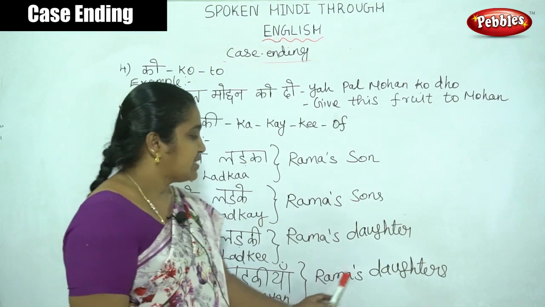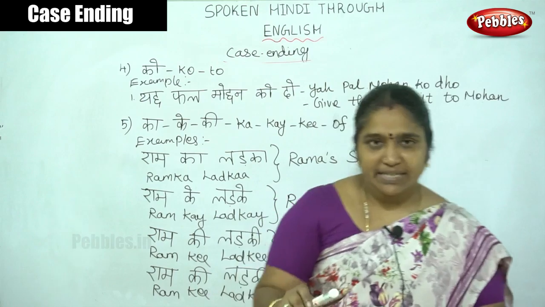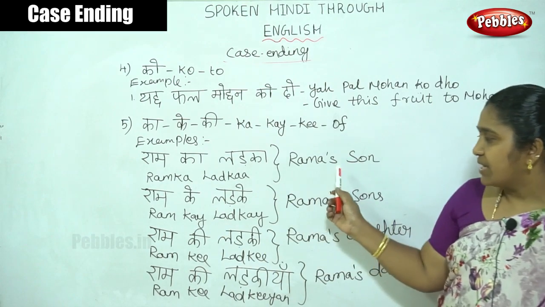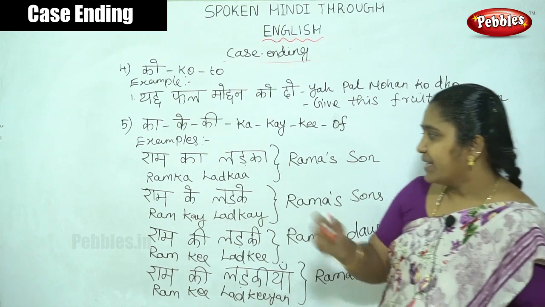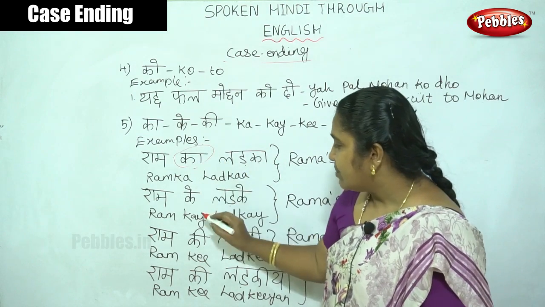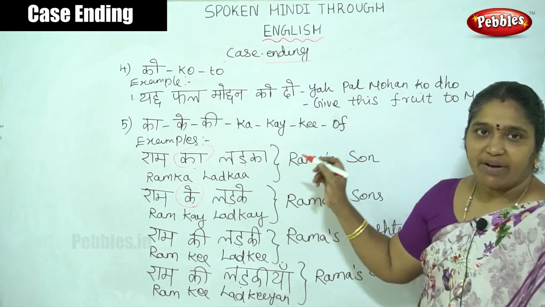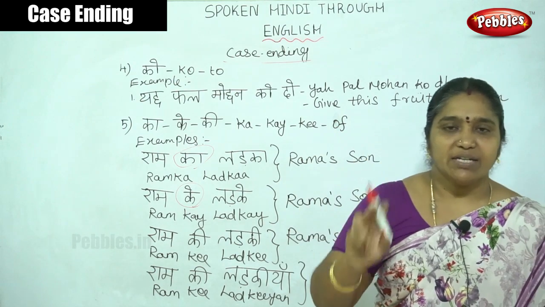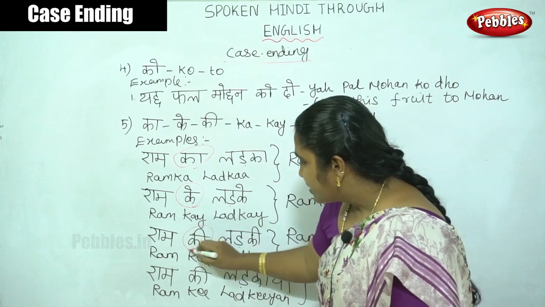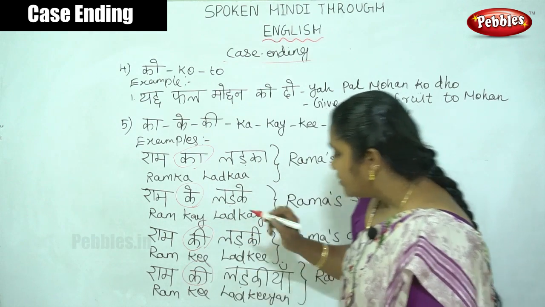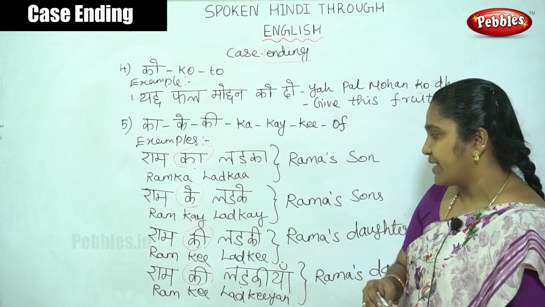We have to clearly understand that for the masculine singular the case ending is ka, and for the masculine plural the case ending is ke. Then for feminine singular and plural we use the same ki.